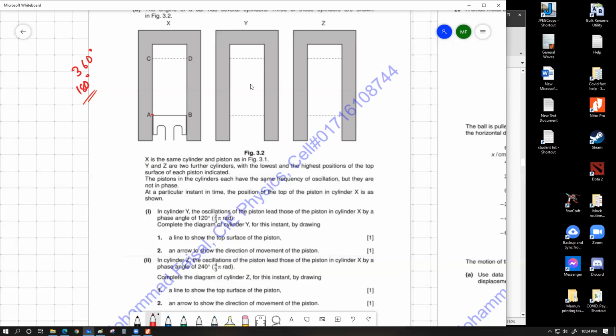If this cylinder starts from AB, goes all the way up and comes all the way down, I mean it reaches back to the AB position, the total amount of phase angle it covers in its oscillation is 360 degree. And if it only reaches up to CD, half the motion going from the trough position all the way to the crest position, the total amount of phase angle it covers is 180 degree.